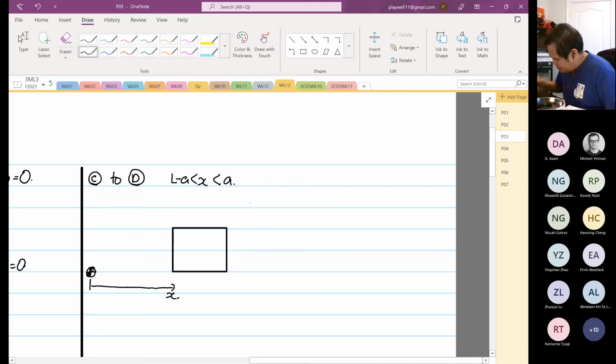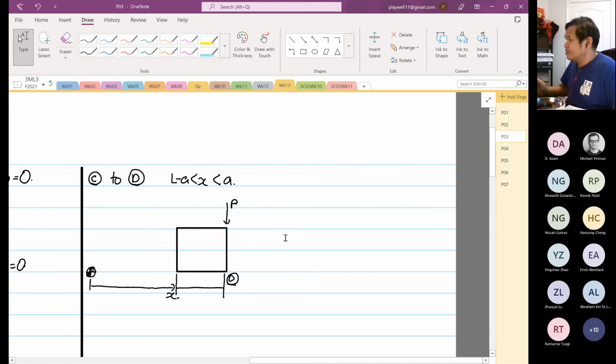this is our point D. At point D, we know we have a load P over here. Now this distance from here to here, that distance that we have just drawn, we know that for the entire beam is L.